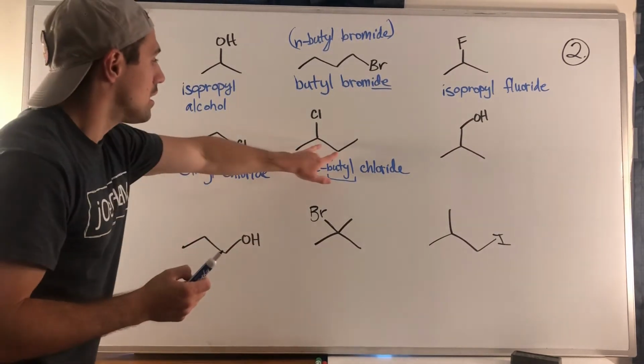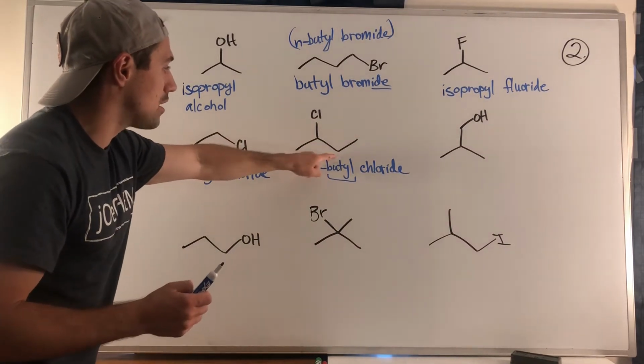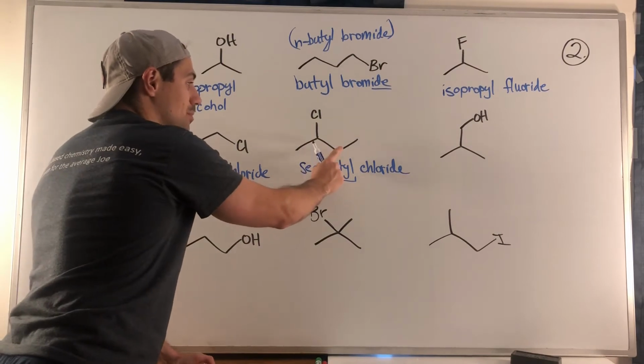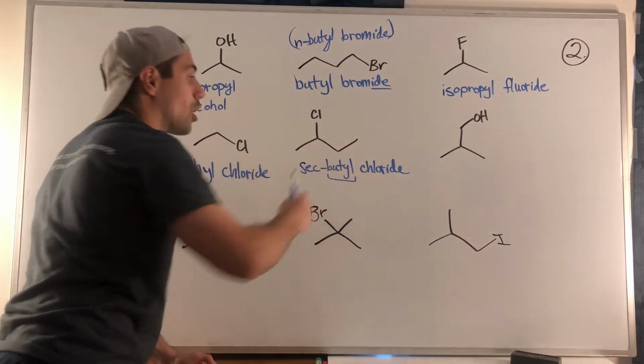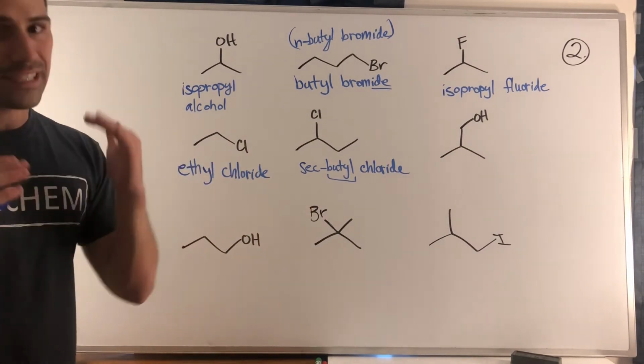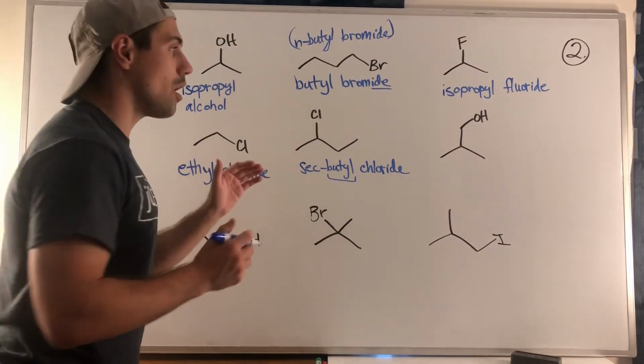So you can see, it doesn't matter if this chlorine is attached here or here, that they would be equivalent structures, but they are both secondary carbons because this carbon is also attached to 1 and 2 carbons. So sec butyl chloride really means secondary butyl chloride, but sec butyl. Okay, moving right along.